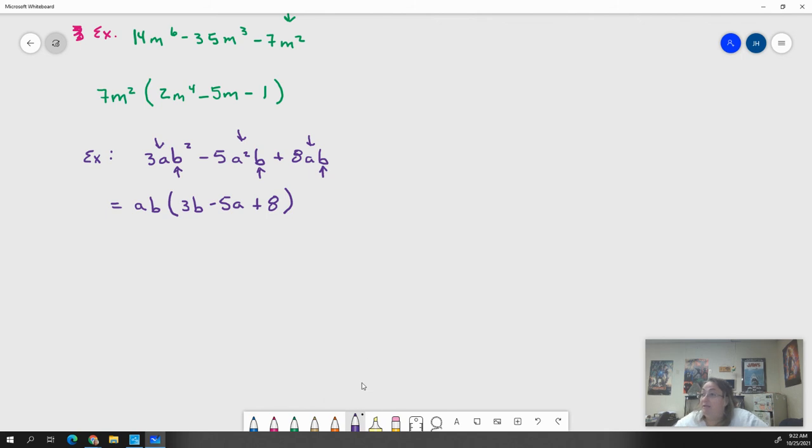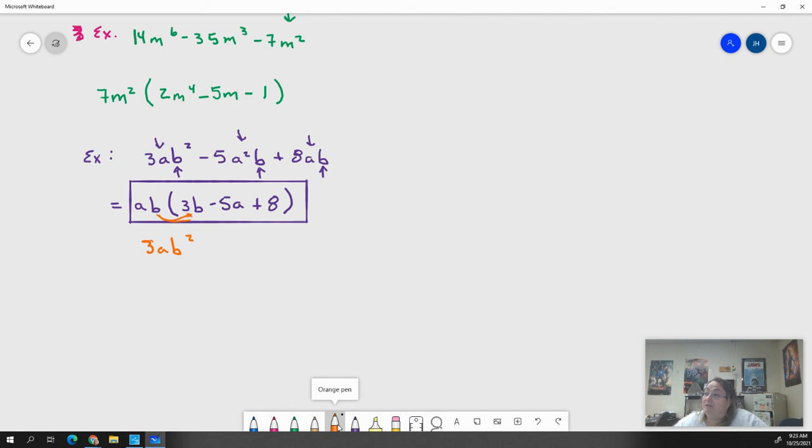This is the answer, right? We put a box around it. If I wanted to check it, I could multiply it through. I'm going to put the box around it before I multiply it through. 3AB times B squared, right? If I do that part.